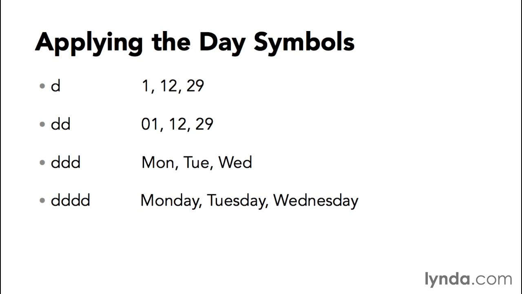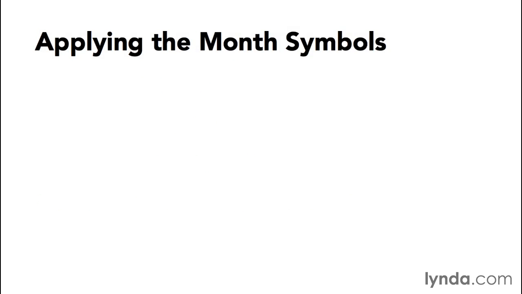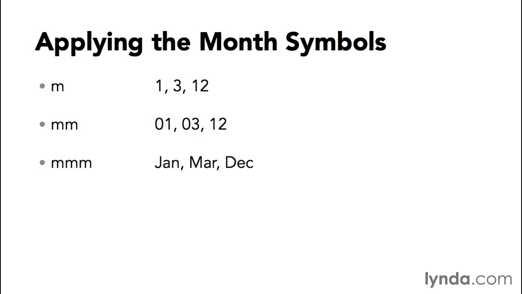So Monday, Tuesday, Wednesday. The same thing applies with our months. If I use one letter M, that'll return the number of the month. So 1 for January, 3 for March. If I use 2 M's, that'll return a 2-digit month. If I use 3 M's, that'll return a 3-letter abbreviation for the month. And if I use 4 M's, it'll return the full name of the month.